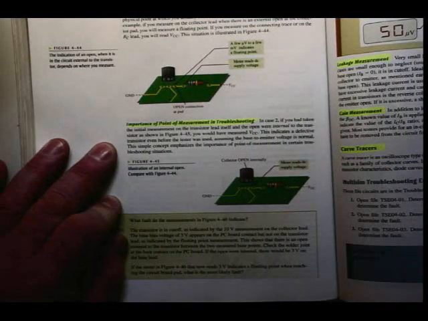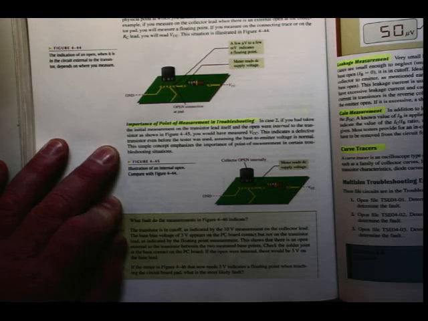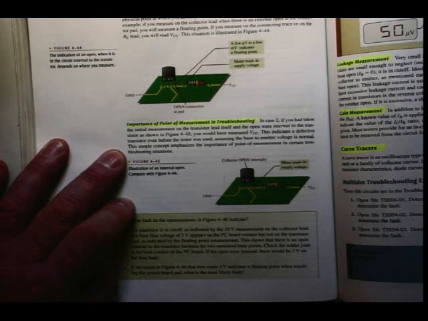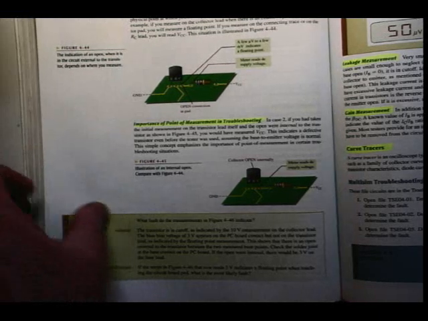All right, the importance of point of measurement in troubleshooting. In case 2, if you had taken the initial measurement on the transistor lead itself, and the open were internal to the transistor shown in figure 445, you would have measured VCC. This indicates a defective transistor even before the tester was used, assuming the base to emitter voltage is normal. This simple concept emphasizes the importance of point of measurement in certain troubleshooting situations.